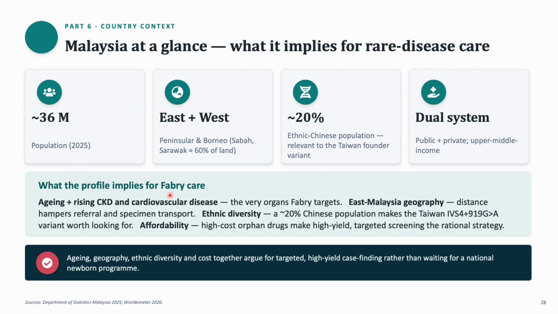What is the profile for Fabry care? Aging, rising CKD, and cardiovascular disease, the very organs Fabry targets. Eastern Malaysia's geography and distance hamper referral and specimen transportation. Ethnic diversity, with a 20% Chinese population, makes the Taiwanese IVS4 founder variant worth looking for. Affordability: the high cost of drugs favors a more targeted screening strategy regionally. So it's a special situation for Malaysia.